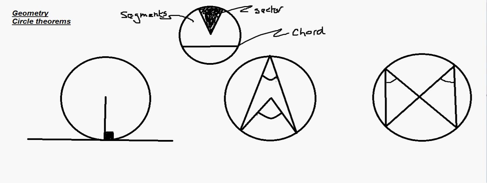Second one, if we have this shape, this is the center of the circle, this angle here and this angle here are related. The angle here is always twice the angle here. The angle here is always half the angle here. So for example, if this was 80 degrees, this would be 40 degrees. Very, very simple. Moving on to the next one.